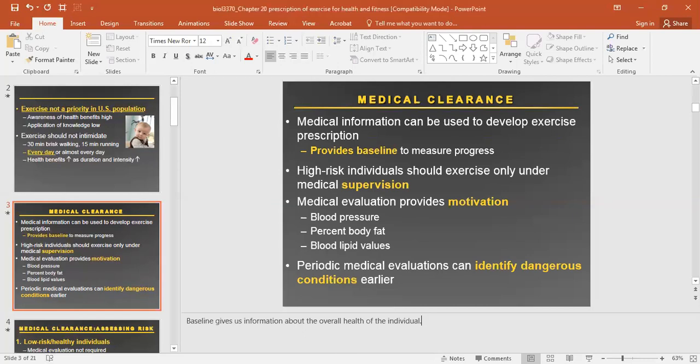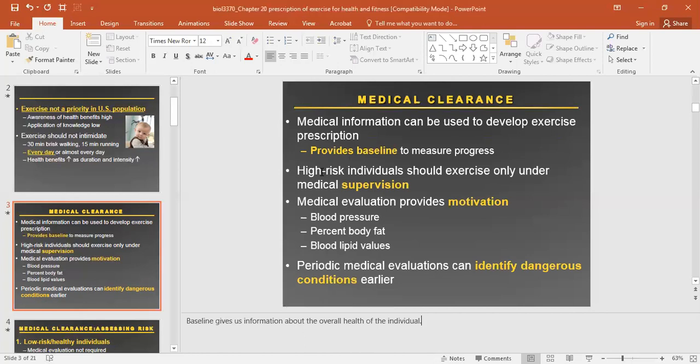So we'll start them with like walking or a light jog, depending on their current status. But we need to know their current status, so medical clearance provides us that. We can determine whether or not an individual is at high risk and whether or not they need supervision.